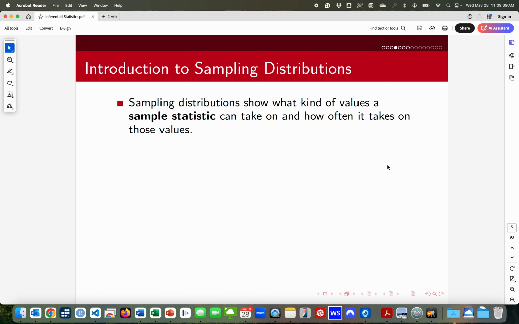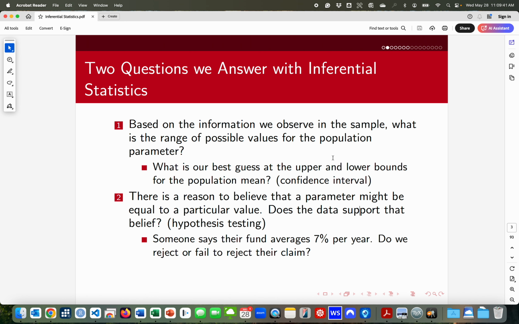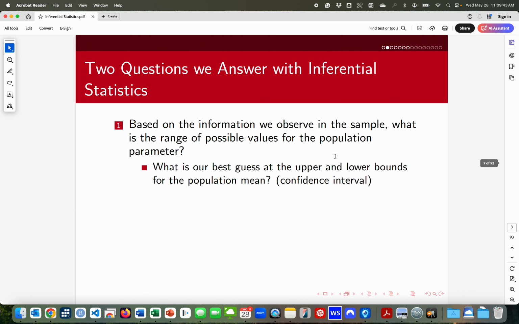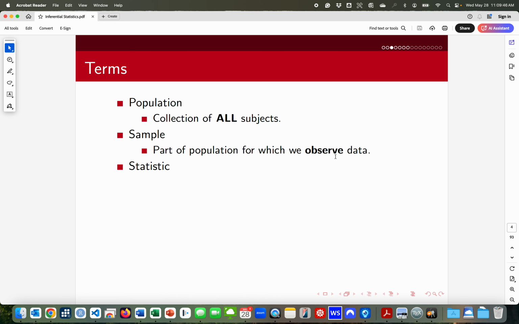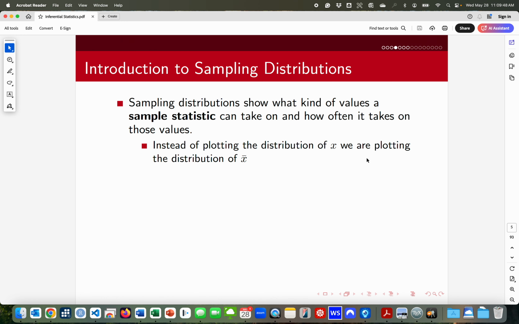For example, actually I jumped ahead. Let me back up here. So instead of plotting the distribution of x, we're going to plot the distribution of x bar.